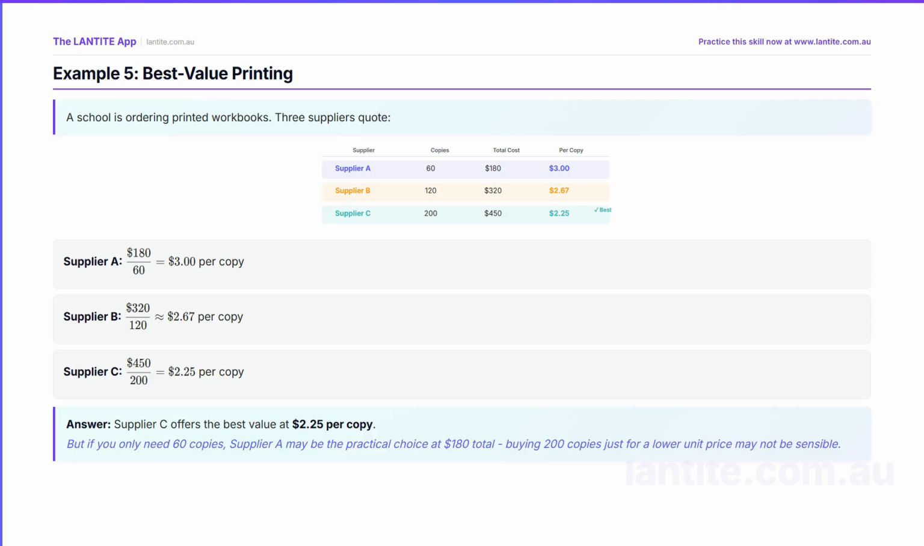However, notice the practical consideration. If you only need 60 copies, paying $450 for 200 copies would be wasteful. The LANTITE usually just asks for the best unit rate, but understanding the real-world context is important too.